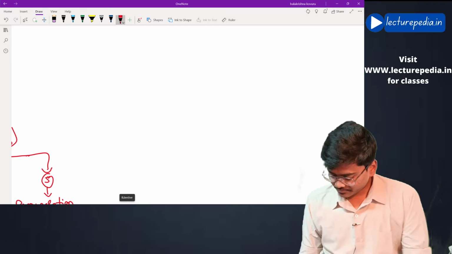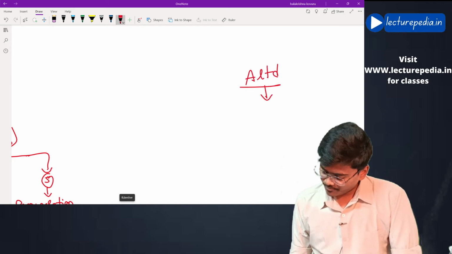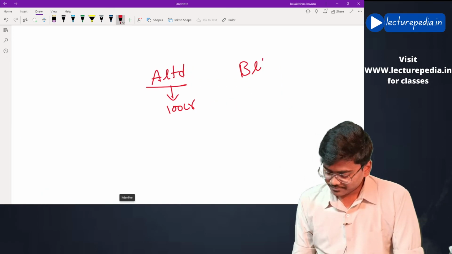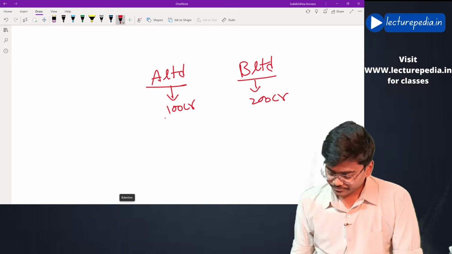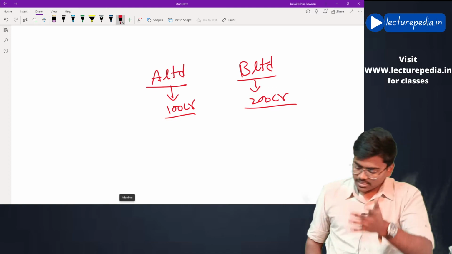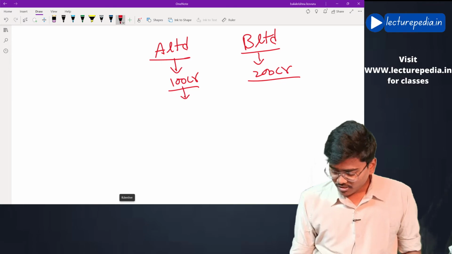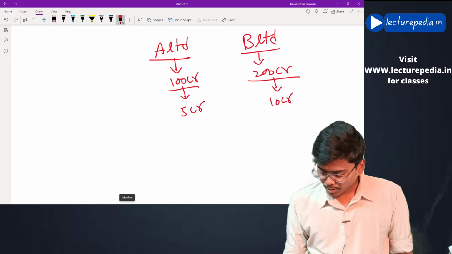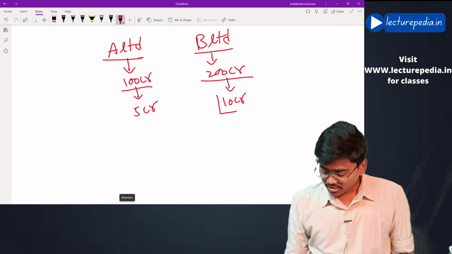Yeah, there is A Limited. Now the profit of A Limited is, let's say, some 100 crores, and there is B Limited. Now the profit of this B Limited is, let's say, 200 crores. Now let's say we are calculating the remuneration for executive director. That means 5% of the profit would be 5 crore. Here it would be 10 crore. That means the maximum of these 2 limits is 10 crore.